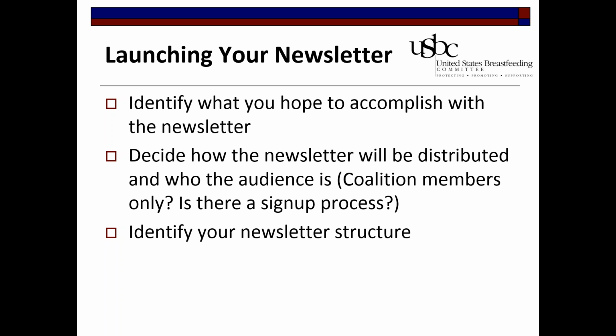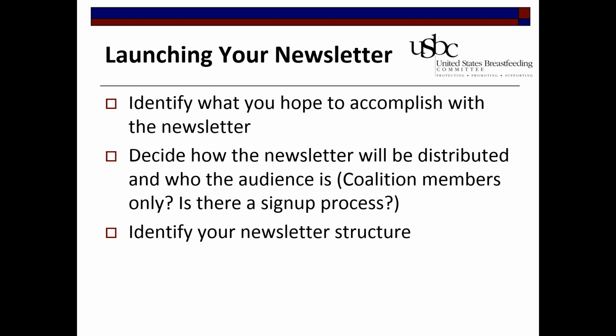So the next thing to really think about is how you want your newsletter to be distributed and who the audience is. And these are really closely tied together. Many coalitions have email marketing service providers, like MailChimp or Constant Contact, that they use to send out their newsletters. Other organizations have fancy software, or it could be much more simple, just a listserv. So you're going to want to think about how big is your audience? Who are they? How are they going to sign up?